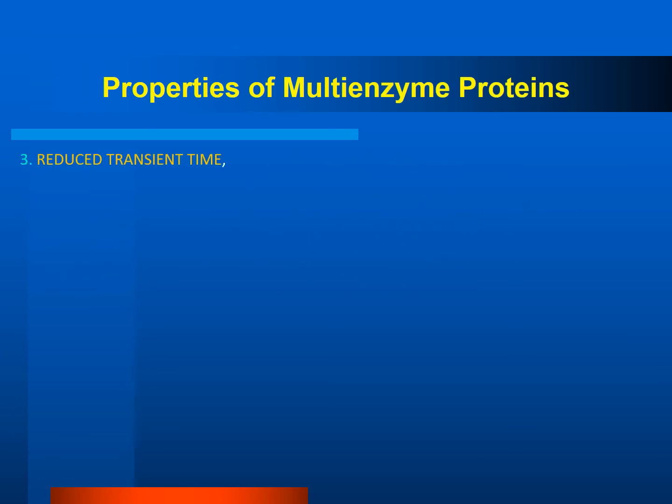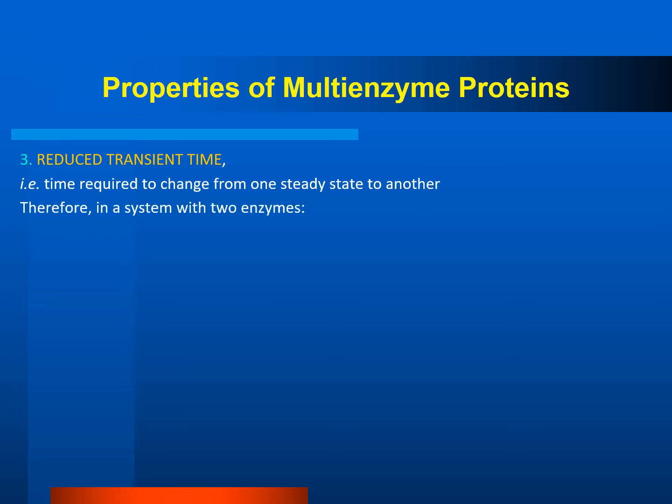Now the third property of multi-enzyme proteins is that they have a reduced transient time also. Now what is this transient time? Let us understand this. Transient time is actually the time required to change from one steady state to another.